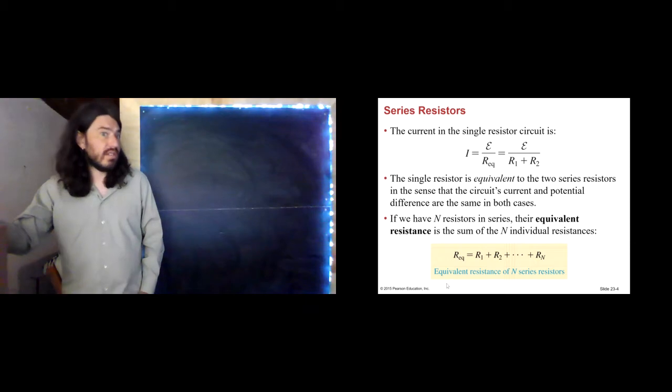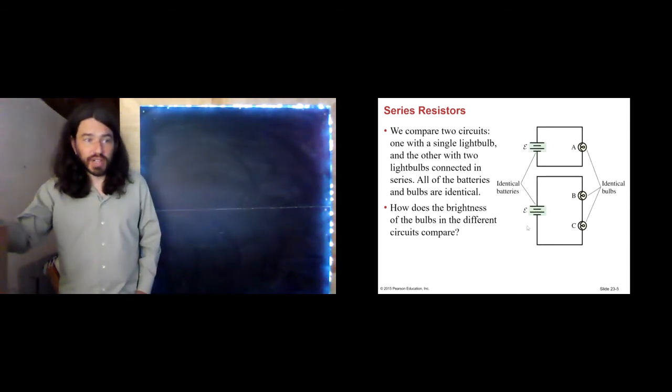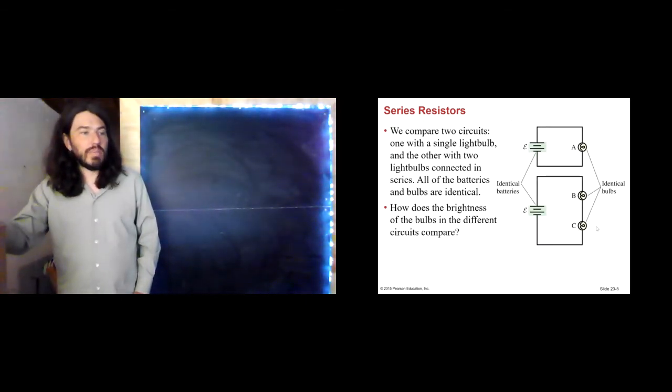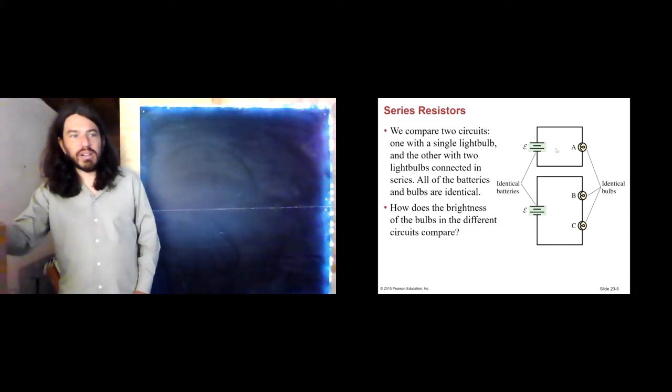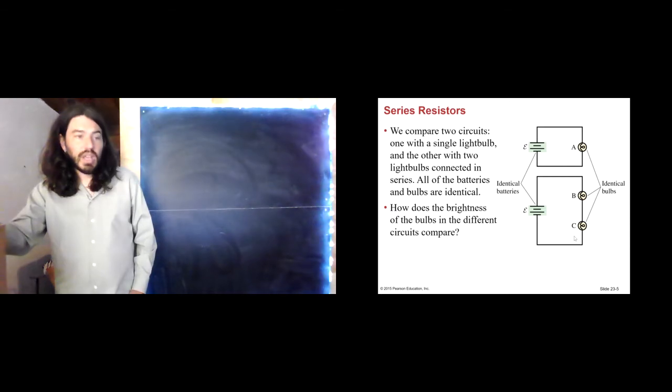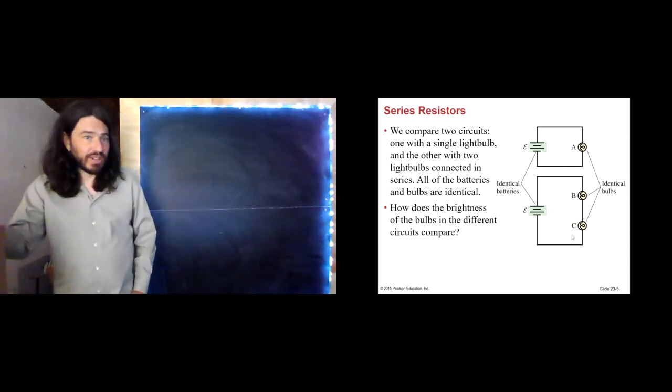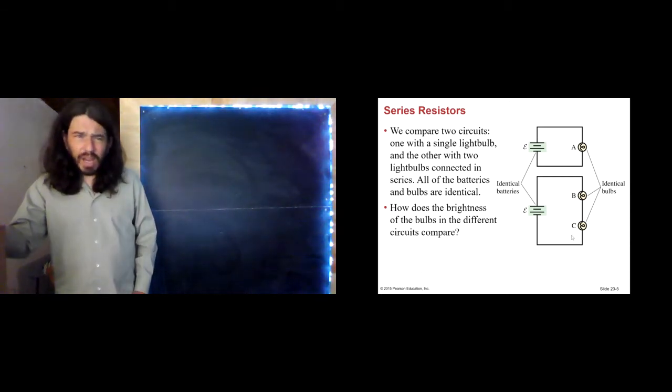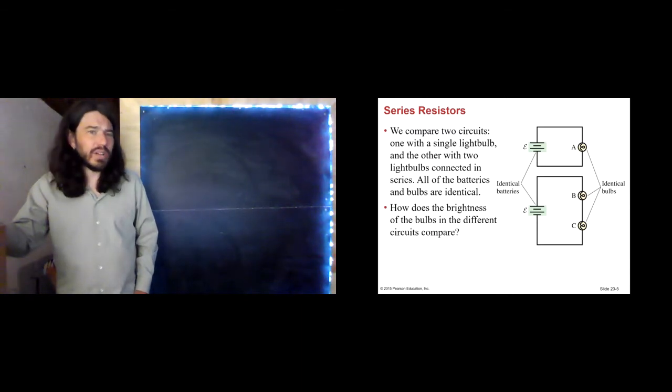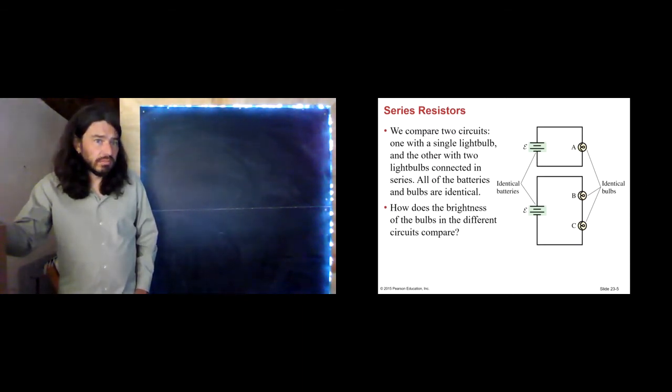Now we can use this to help us understand some basic circuits. Here's a couple of straightforward circuits. Here's a battery and one light bulb, and a battery and two light bulbs in series. If all of the light bulbs and all of the batteries are identical, how do the brightnesses compare? Why don't you pause the video and ponder which light bulb, if any, is brightest?